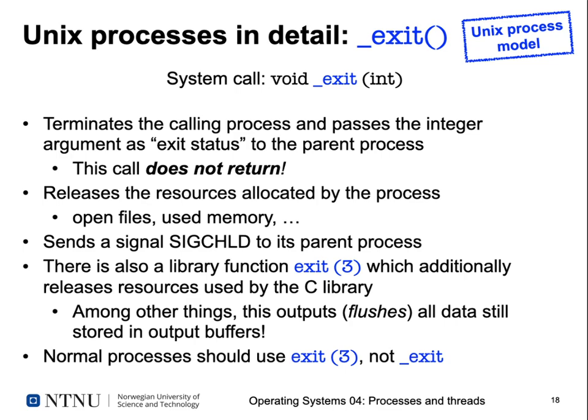And as I already mentioned, there's also a library function, exit without the underscore. And this additionally releases the resources used by the C library. So this flushes all your data still in buffers, for example. It closes your files. So normal processes should just use the libc function exit, not the system call _exit.